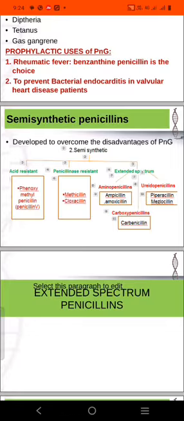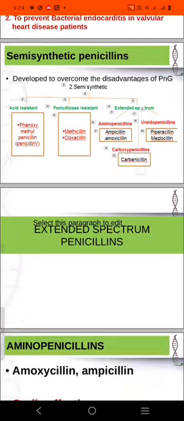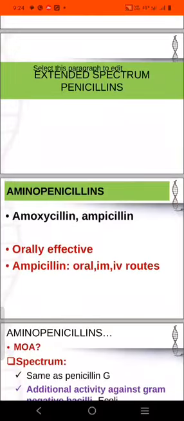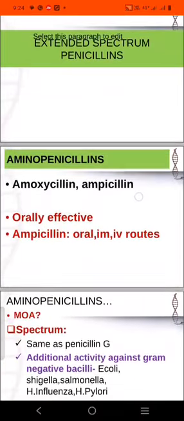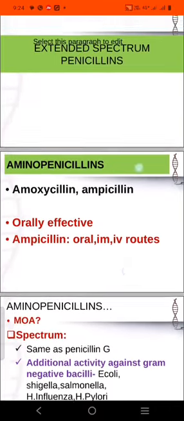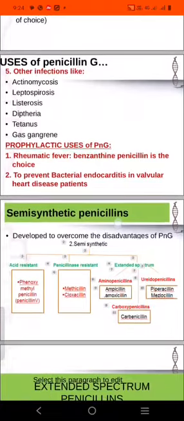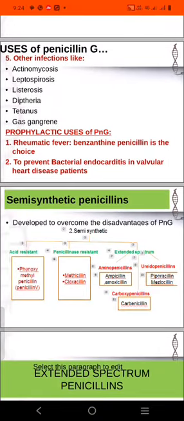So this is the semi-synthetic penicillins. In this we are having extended spectrum penicillins, or aminopenicillins. Before that we are having phenoxyethyl penicillin and phenoxymethyl penicillin. Penicillin V can be given by oral route for certain infections like meningococcal meningitis. This drug can be taken by oral route.